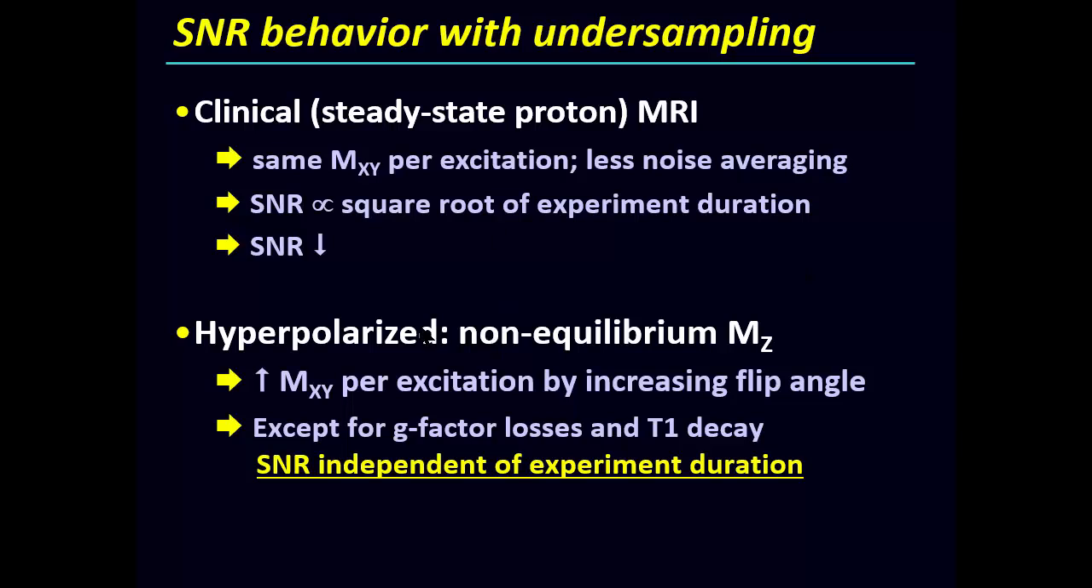However, with these hyperpolarized compounds, if we design the flip angles properly, for example, if we use this variable flip angle series that maintains constant signal depending on the number of pulses, then we're able to increase the transverse magnetization per excitation in proportion to how much we drop the number. And it actually turns out that, aside from factors I'll mention in a second, the signal-to-noise can be independent of the experiment duration. So you can accelerate the experiment but still maintain signal-to-noise. Where you can get losses, if you're doing parallel imaging, you're still going to have G-factor losses, and of course you always have to deal with T1 decay. But this is a major difference between standard steady-state imaging and what you can do with these hyperpolarized compounds.